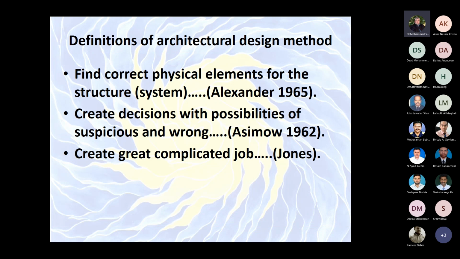Here are some definitions of architectural design methods from some of the thinkers or theorists. Find correct physical elements for the structure or the system. This is by Christopher Alexander in 1965. Create decisions with possibilities of suspicion and error. This is from Asimow in 1962. Or create a great complicated job, by Jones.